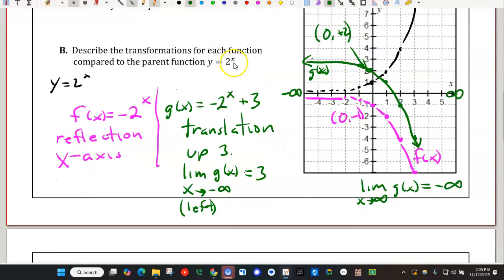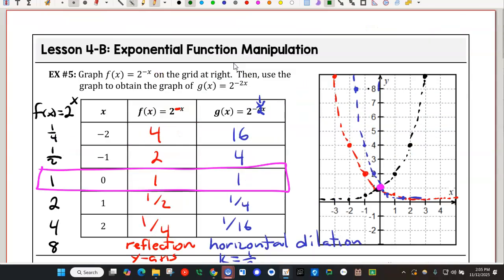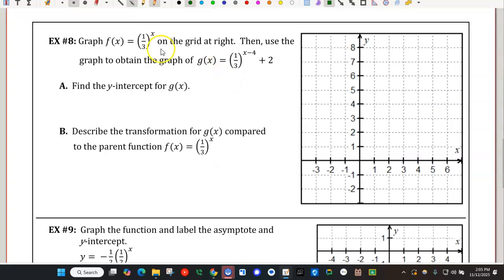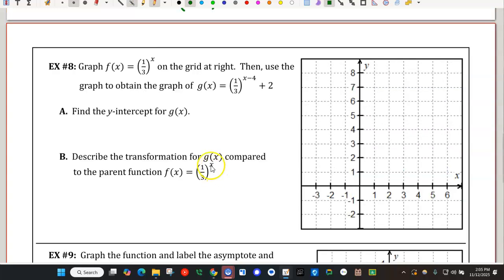All right, so let's keep going. And these both had 2 as the base. So what happens if we have a fraction as the base? That's the next thing. Basically, rewrite it without it being a fraction. So 1/3, as you know, is the same as 3 to the -1 power.